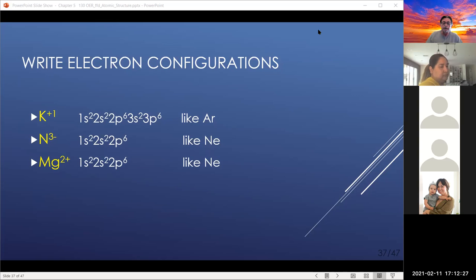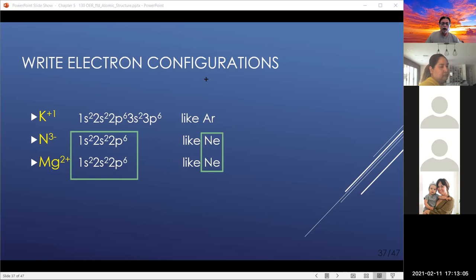Notice the similarities here. Nitrogen, which is now called nitride, the negative ion of nitrogen, gains 3 electrons, and the metal magnesium loses 2 electrons. In both cases, the electron configuration is now the same as the noble gas neon, and now they're a lot more stable.